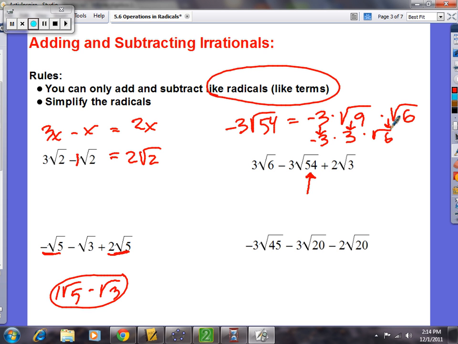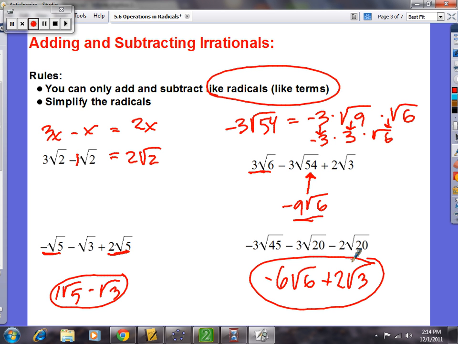Now let's multiply them. What's negative 3 times 3? Negative 9. It's negative 9 times the square root of 6, which can now be added to this square root of 6. So 3 square roots of 6 minus 9 square roots of 6, how many square roots of 6 do I have? Negative 6. I've got negative 6 square roots of 6 plus this guy left over, 2 square roots of 3. That's your answer. So you really have to think. This stuff's pretty fun. Like, how did you know?